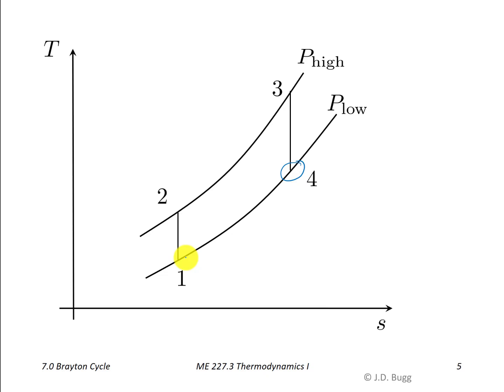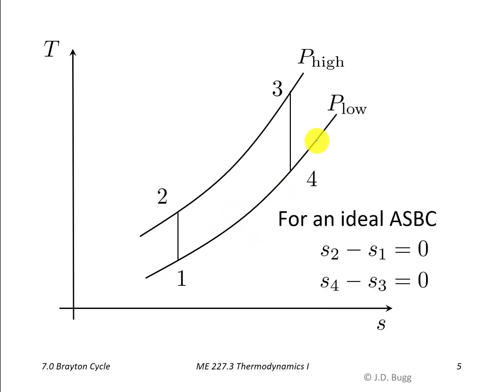So because we've added this second heat exchanger, we actually have a closed cycle, whereas the real gas turbine is not a closed cycle. Just a reminder here of what that word ideal means. An ideal air standard Brayton cycle means that S1 and S2 are equal, and S3 and S4 are equal.